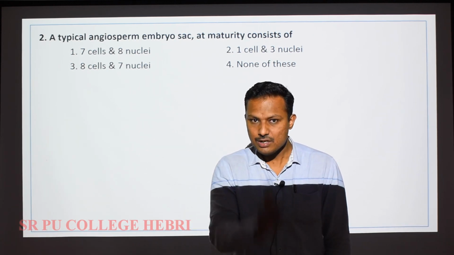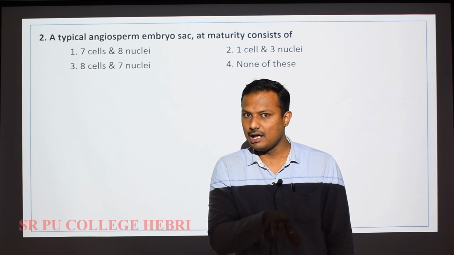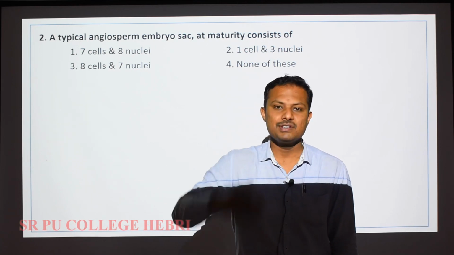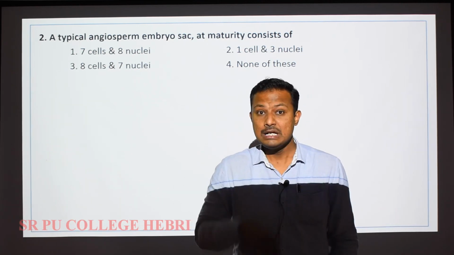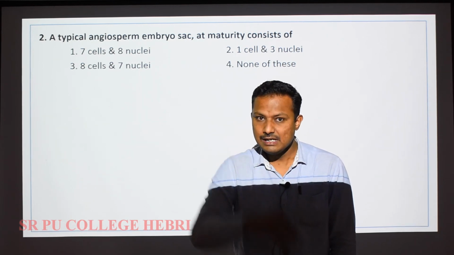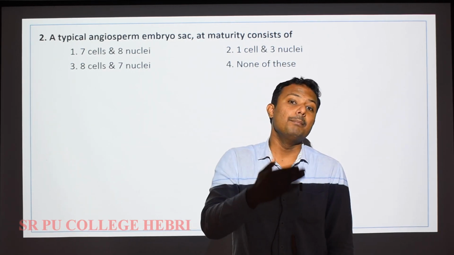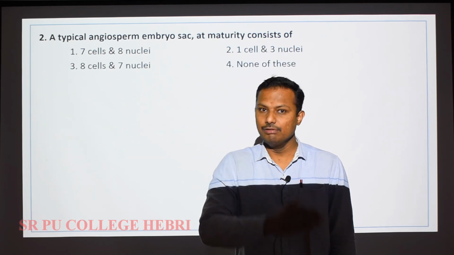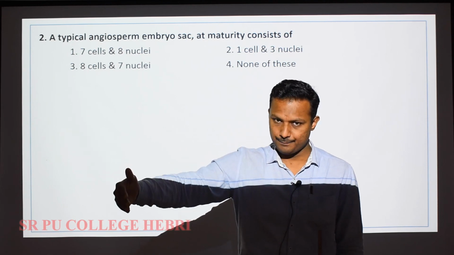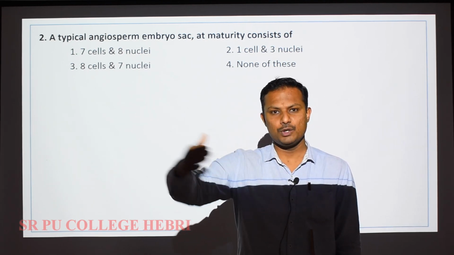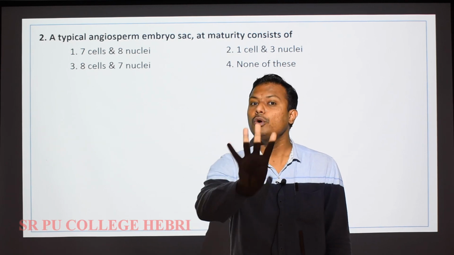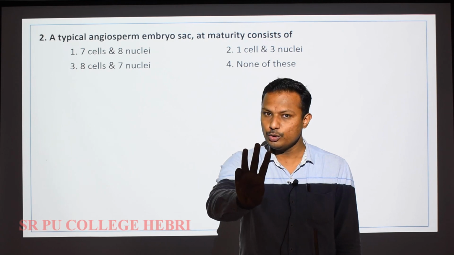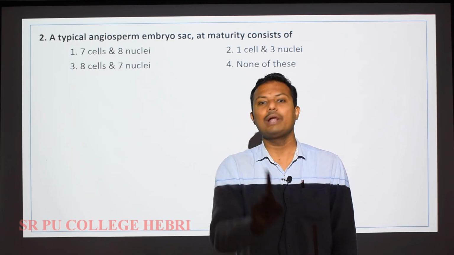In that nucellus, just one cell, not every cell, one single cell, which is slightly near the micropylar pole, near the micropylar opening, will grow bigger in size. That will be called the megaspore mother cell. That megaspore mother cell will undergo meiotic cell division, forming 4 megaspores. Out of those megaspores, 3 are going to degenerate and only 1 will be retained.